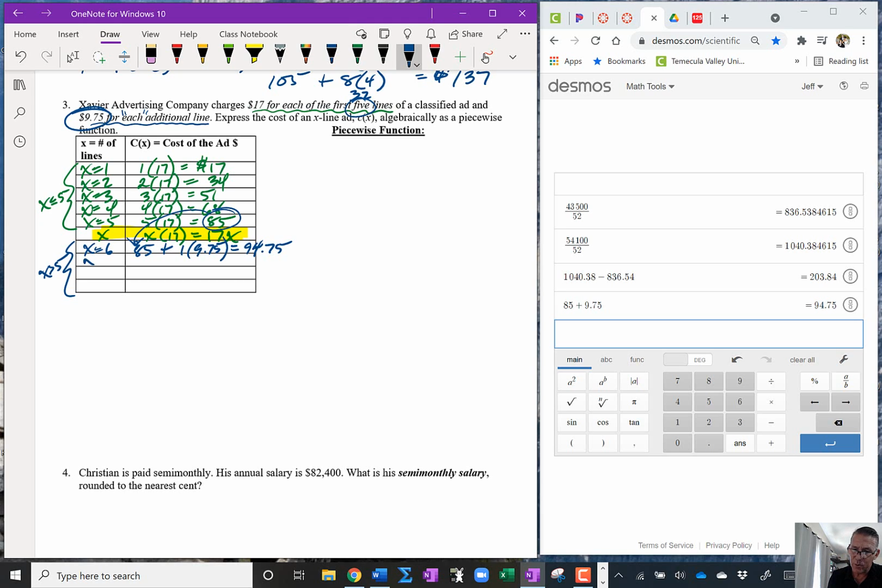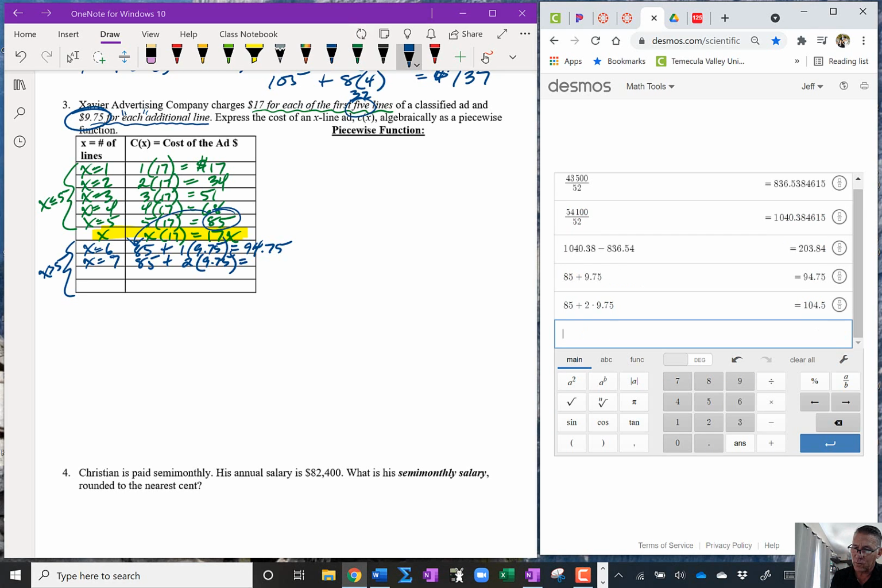Okay, so with 2 additional lines. If you want 8 lines, no, 7. After 6 comes 7. I'm going too fast here. So if you want 7 lines, that's 2 additional lines more than the first 5. You have to pay for the first 5, so it's always 85 plus 2 additional lines at $9.75 apiece. So 85 plus 2 times 9.75. That's $104.50. All right, let's just do it a few more times.